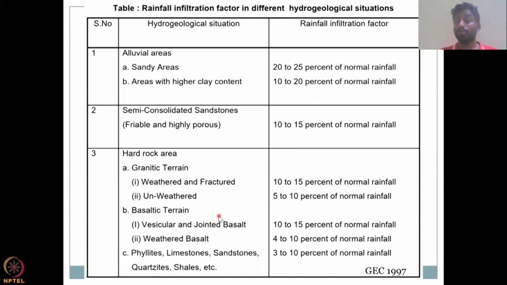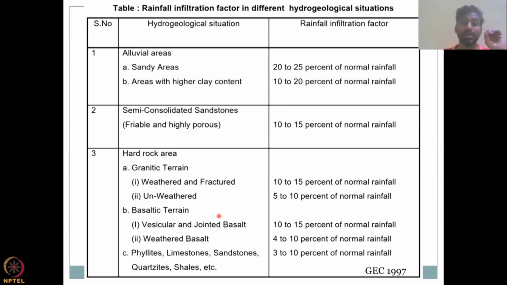Then we come to the most predominant aquifer system in India, which is the hard rock area aquifer system. Where the rock is hard, the porous space is fractured, and sometimes the fractures are not connected, so water is not shared. So in that type of area, we have granitic terrain, weathered and fractured, unweathered rocks. So we have 10 to 15% of rainfall infiltrates and goes into these kinds of soil formations.